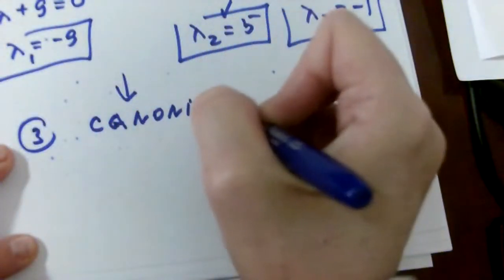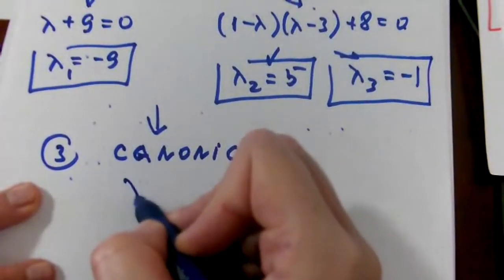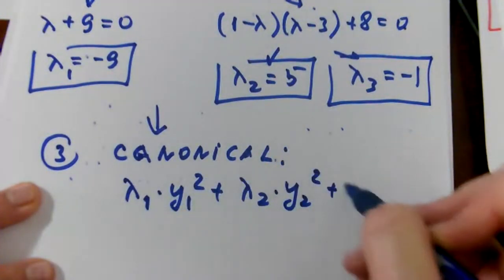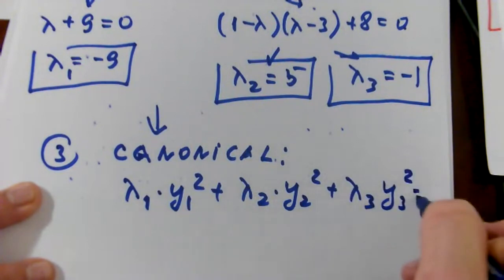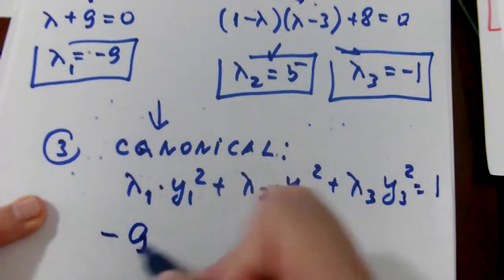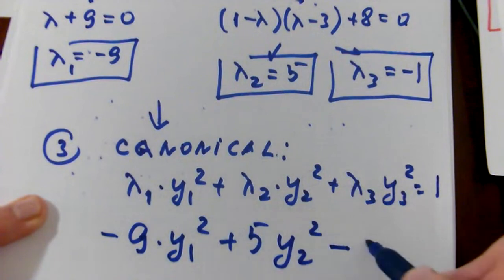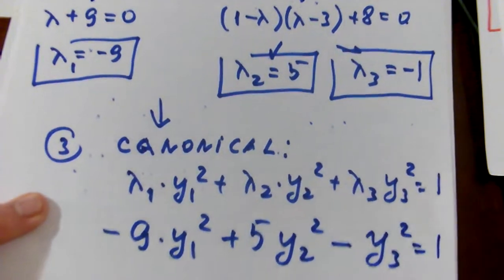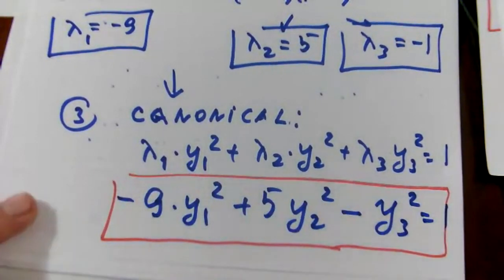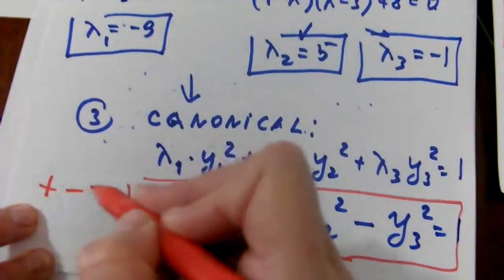Once you got your lambdas, you can immediately write down the canonical form of our surface, which looks like lambda 1 y1 squared plus lambda 2 y2 squared plus lambda 3 y3 squared is equal to 1. In our case, lambda 1 is minus 9, so it's minus 9 y1 squared plus 5 y2 squared, and just minus y3 squared is equal to 1. So this is the canonical equation of our surface. And we can immediately determine which type of surface this is. What about signs? We have plus, minus, minus.